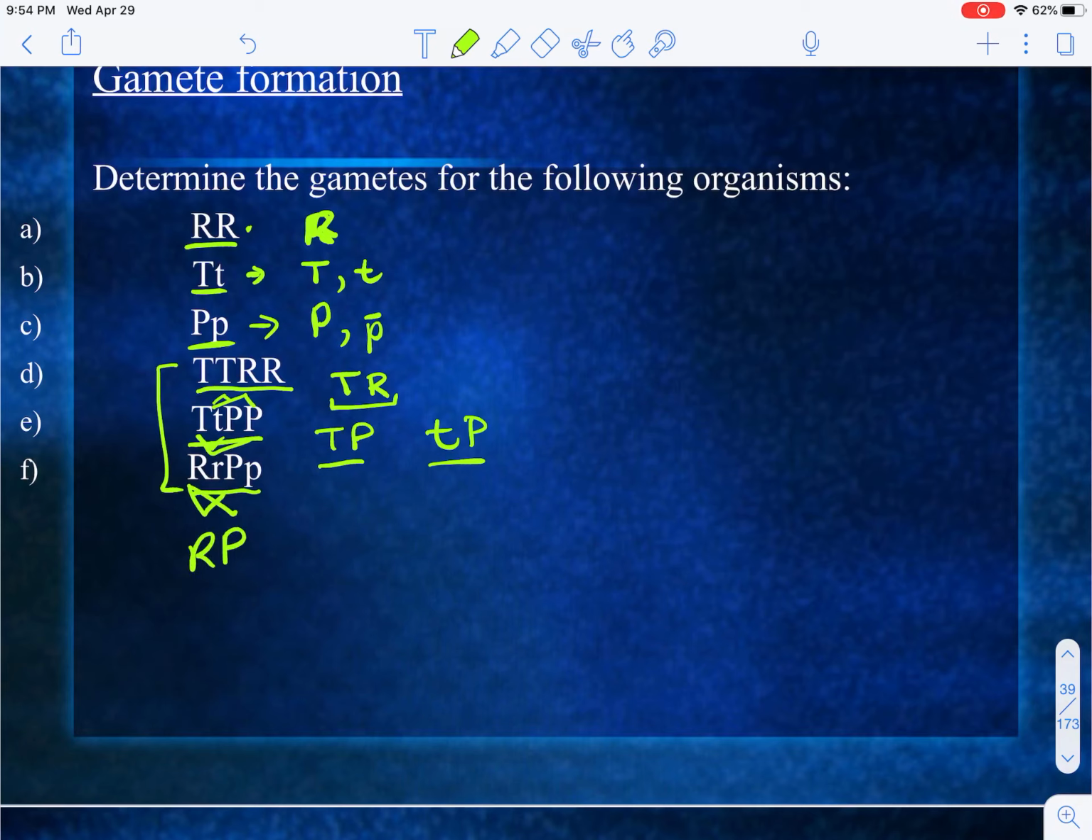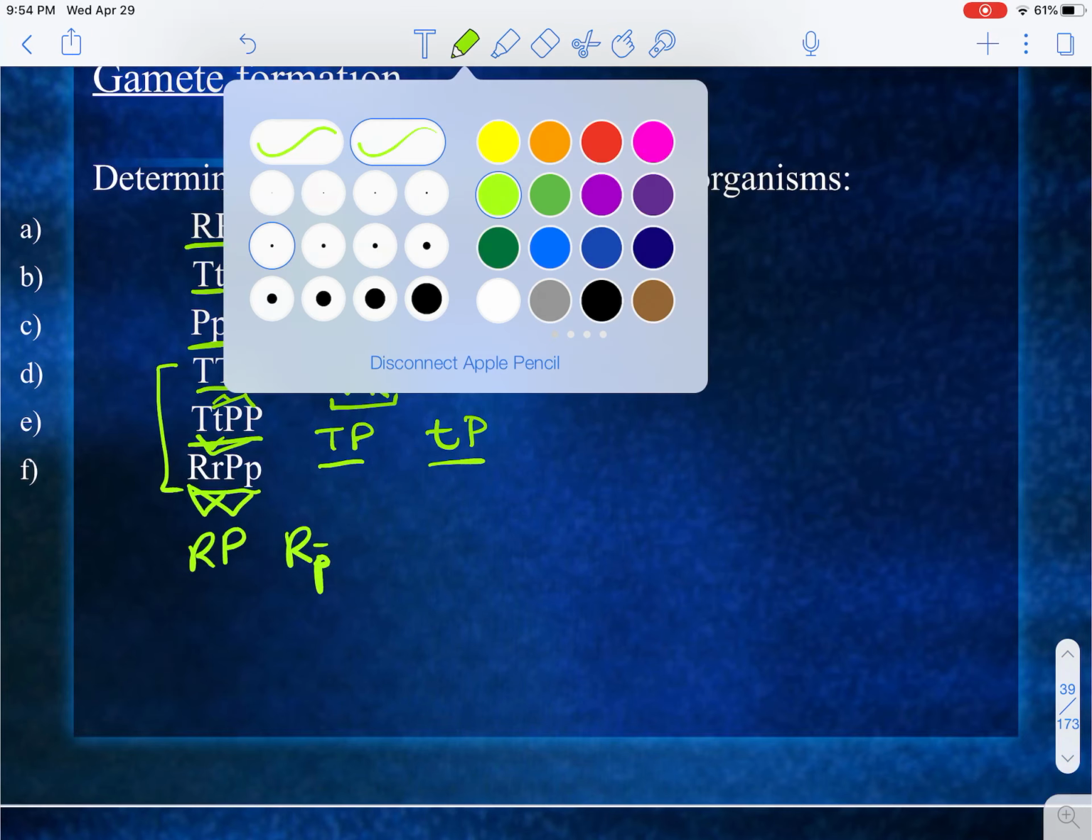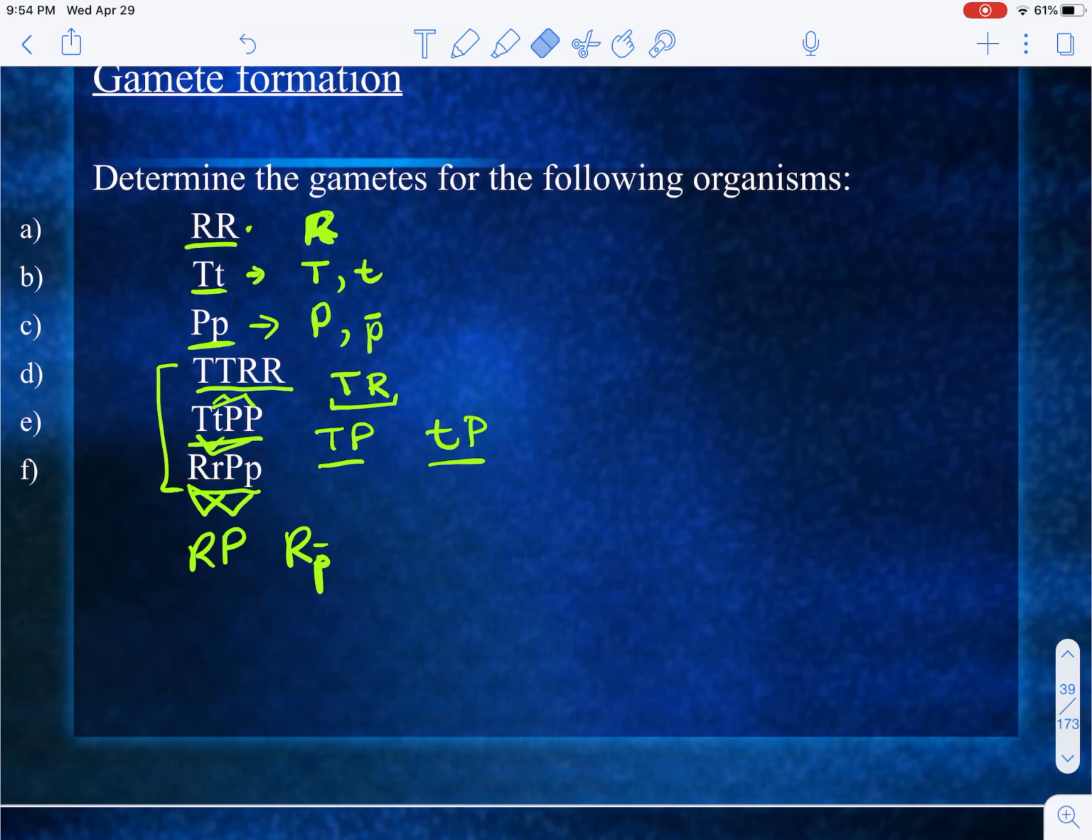For this one, you see that they are heterozygous for both traits, so we already know it's going to be 4 of them. So big R can go with big P, big R can go with little p, and I'll just change colors here so we can see what else I'm doing. Then I go to the second guy, little r with big P, little r with little p, and I'm putting a line over my little p's so we keep them separated from big P's, and it's a good trick.